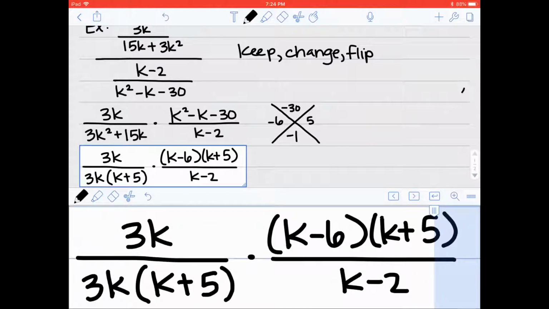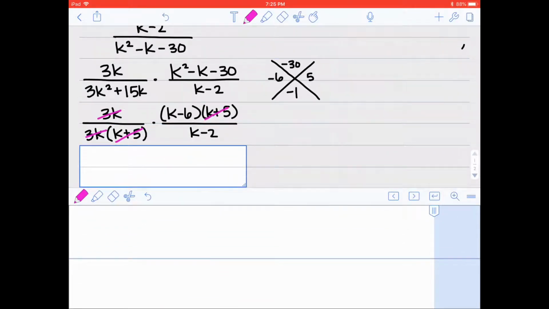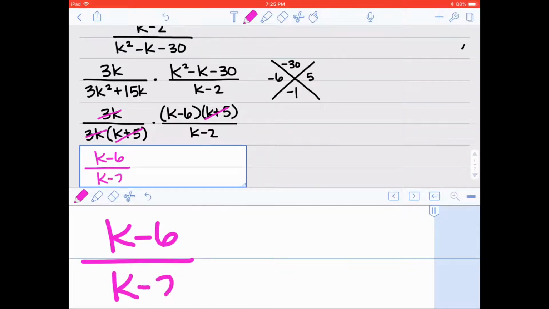Okay. So now I'm going to look to see which factors I have that cancel. I can see that I have the k plus 5. Those factors are the same, so they're going to divide to equal 1. And then I have the k and the k and the 3 and the 3. You could also have thought of those together as 3k and 3k. Either way, they cancel out. So now we can write our leftovers. On the top we have k minus 6, on the bottom k minus 2, and that is our simplified answer.